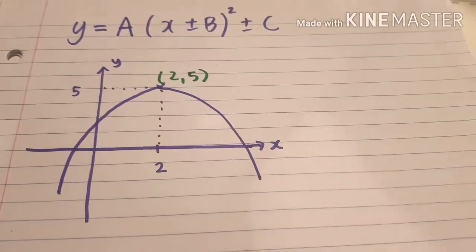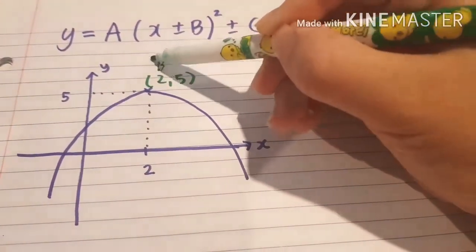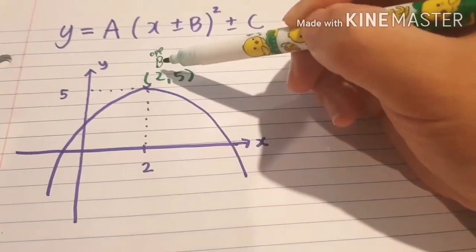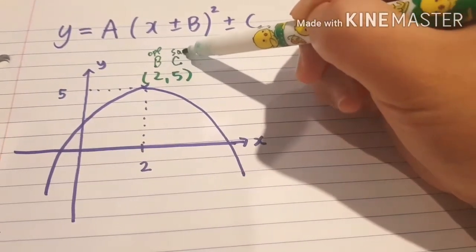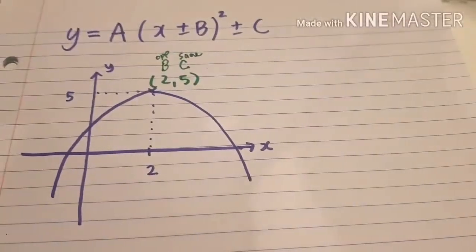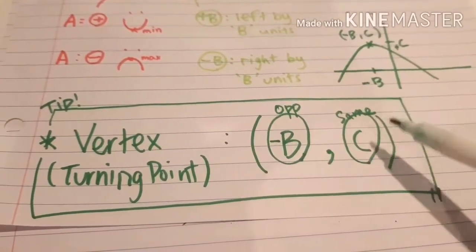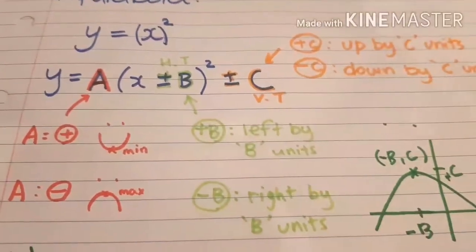Right, then what was this value? That was my B value with the opposite sign. You need to change the sign and put it in B. And that one was C with the same sign. Remember? There you go. B with the opposite sign, C with the same sign. I'm plugging in B and C over here.